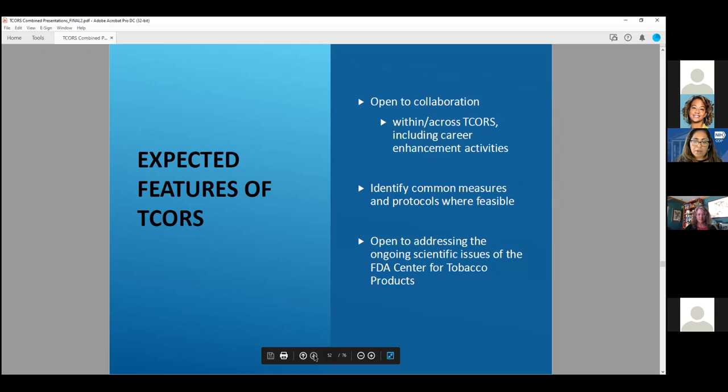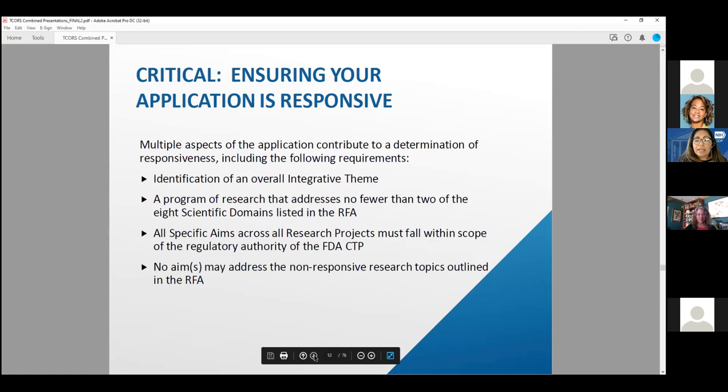Next one, please. Okay, here we come to the term of responsiveness, something that you have heard several times. So there are gonna be multiple aspects of the application that will determine whether your whole application is responsive or non-responsive to the FOA, and also that is within the scope of FDA Center for Tobacco Products. It's very important that you identify the overall theme for your T-Course, and kind of put it in terms of this is the DNA of your center.